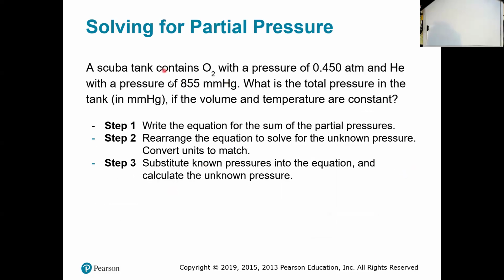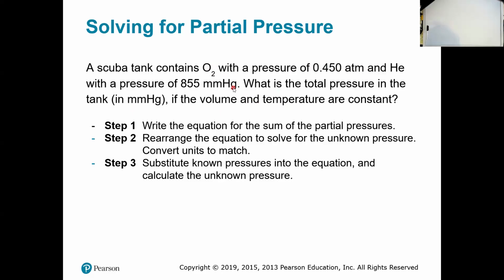When we're looking at problems that have gas mixtures in them, for example, a scuba tank contains oxygen with a pressure of 0.450 atm and helium with a pressure of 855 millimeters of mercury, obnoxiously in different units of pressure. What's the total pressure in the tank? We're assuming that the volume and the temperature are constant here. To figure that out, we just need to understand that to find the total pressure, we have to add these individual pressures together.